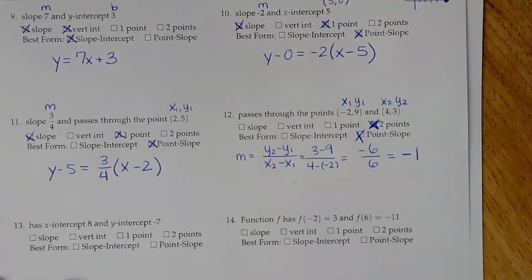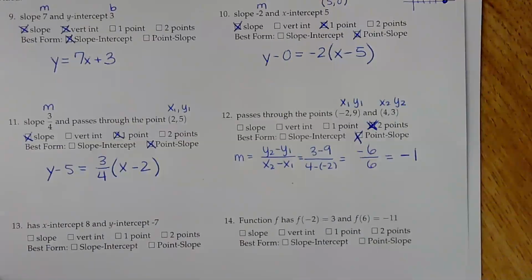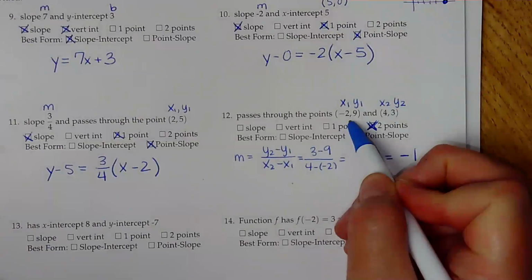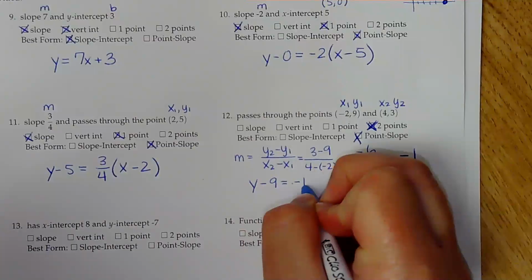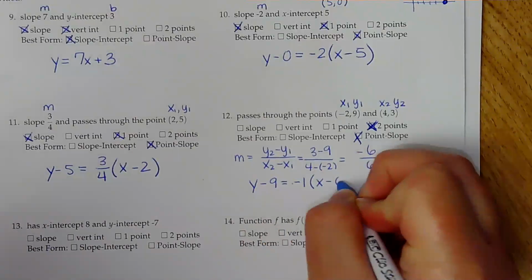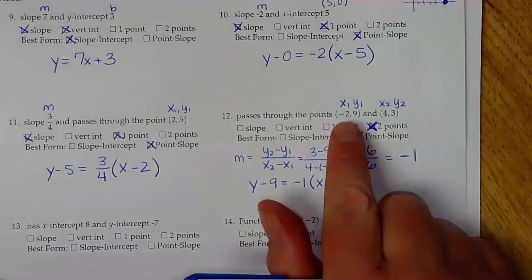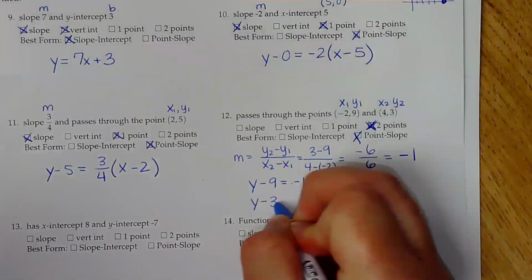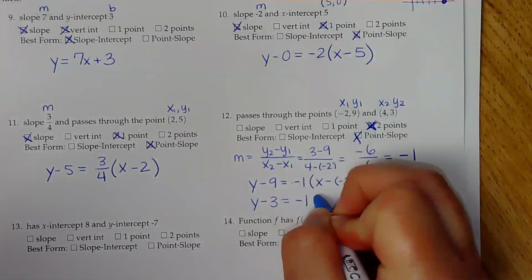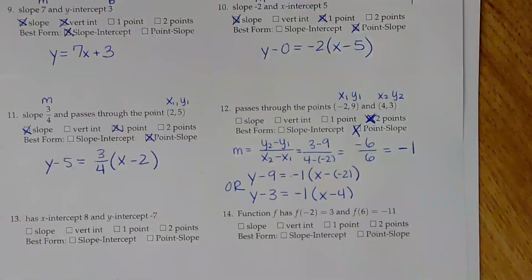And then there are 2 possible ways of writing this equation, and either one is fine. You do not need to do both. You just need to give me one. So let's start with this first point. So I could have y minus 9 is equal to -1 times x minus -2. So that would be one way we could write that using this information. The other way would be, instead of using this point, we'll use the second point. So that would be y minus 3 is equal to -1 times x minus 4. So either one of those two would be totally fine to use, and you don't need to simplify these. You can leave them just like this.